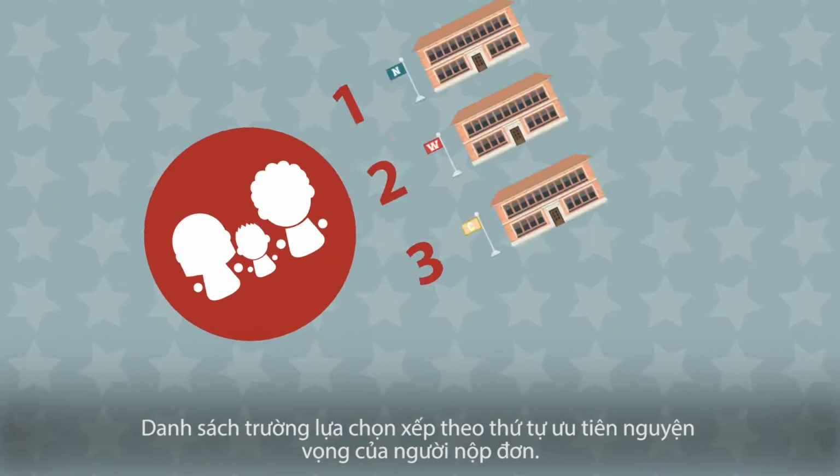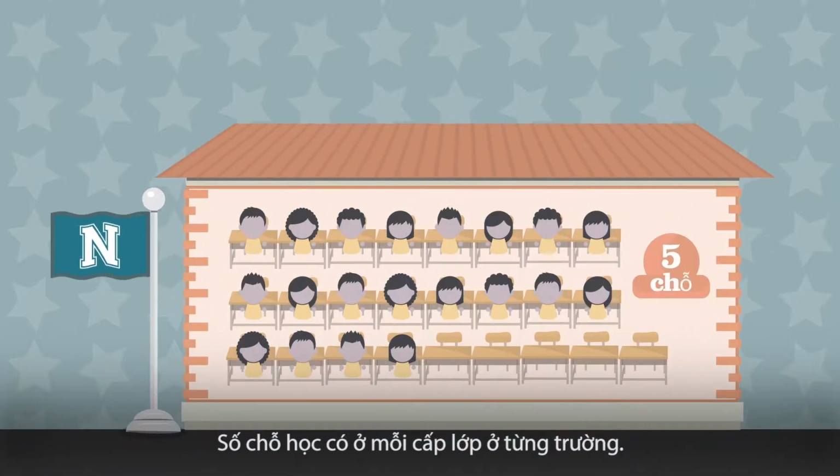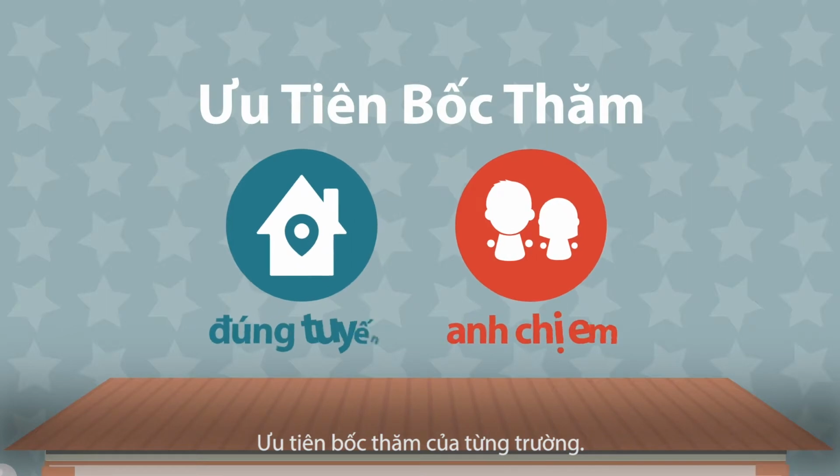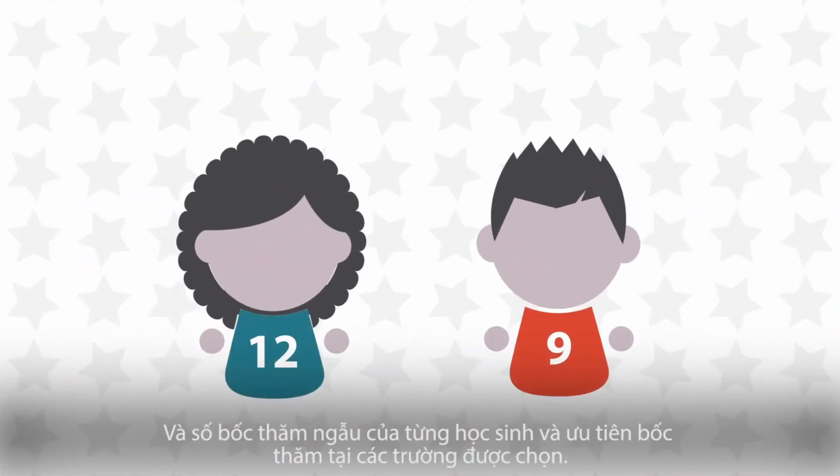Each parent's list of school choices ranked in the order they prefer. The number of seats available at each school in each grade level, each school's lottery preferences, and each student's random lottery number and lottery preference at their selected schools.